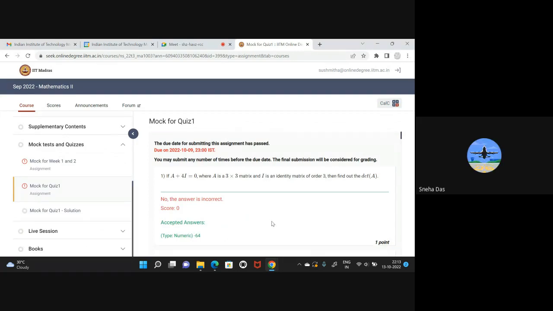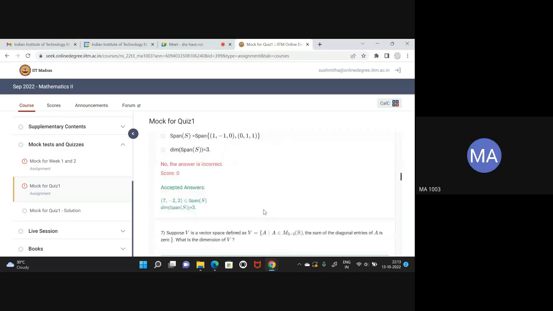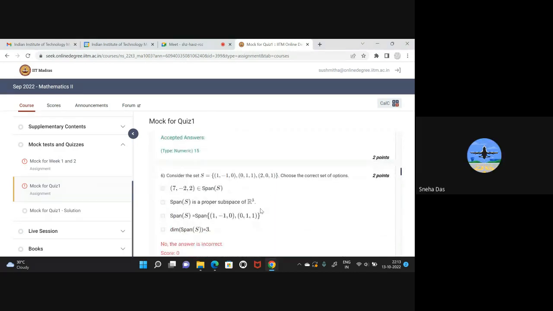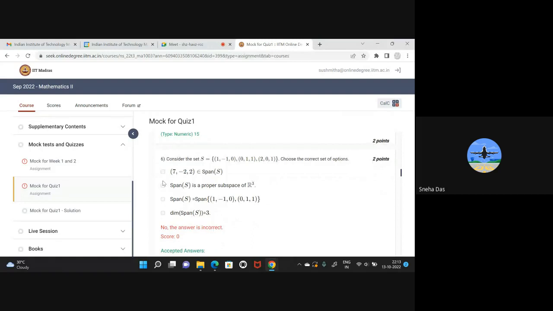Ma'am, question number 6, option 1. Does (7, -2, 2) belong to the span? What is the span of a vector space? It is the set of all finite linear combinations.